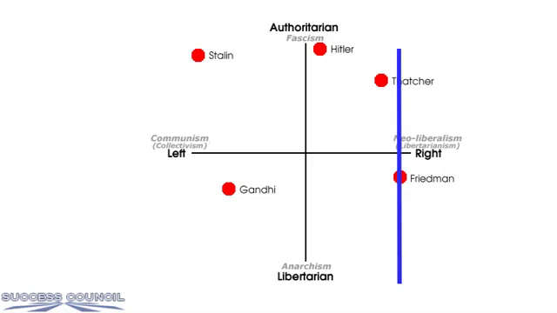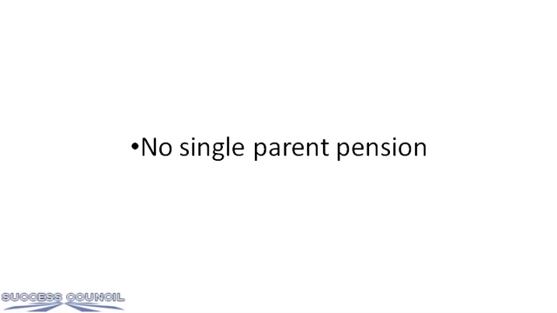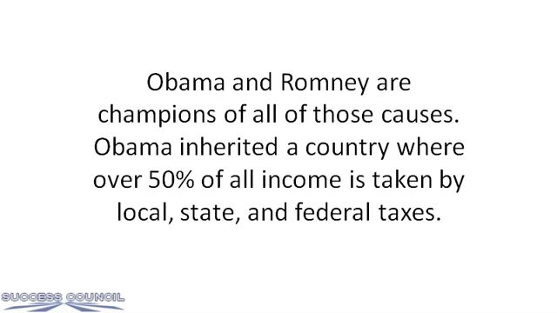In fact, on another graph, they represent Milton Friedman, a famous American free market economist, as only slightly more free market than them. Now, Friedman was an advocate of no minimum wage law, no unemployment benefits, no state housing, no single-parent pension, and no deficit spending, to name just a few. Obama and Romney are champions of all those causes.